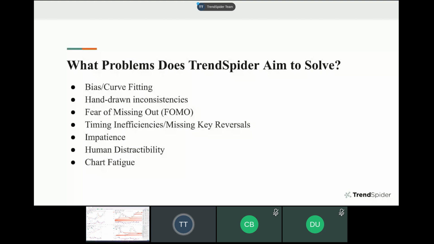Impatience, that really cuts on to timing inefficiencies. The human distractibility, it's really easy to kind of get lost in your own thoughts and think, oh, maybe I should have bought this, maybe I shouldn't have. But letting the system kind of do it for you and complement, hey, maybe I'm really getting too biased here, that will really help you out. Chart fatigue as well. The system can really look at a ton of different things for you without you having to essentially go through 50 different charts that you want to look for and do it that way.